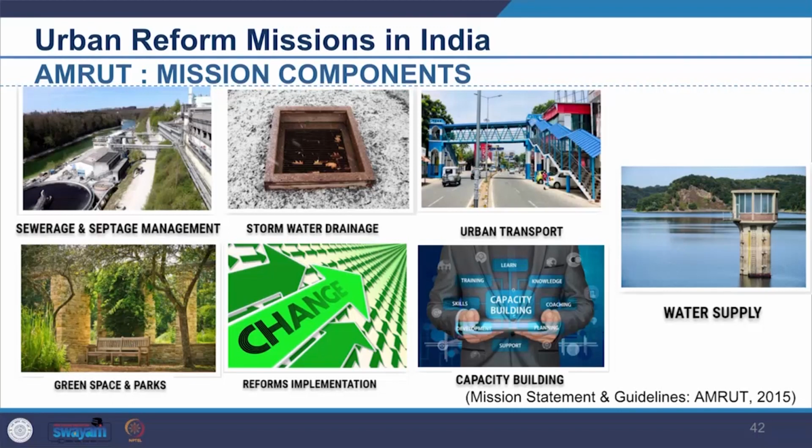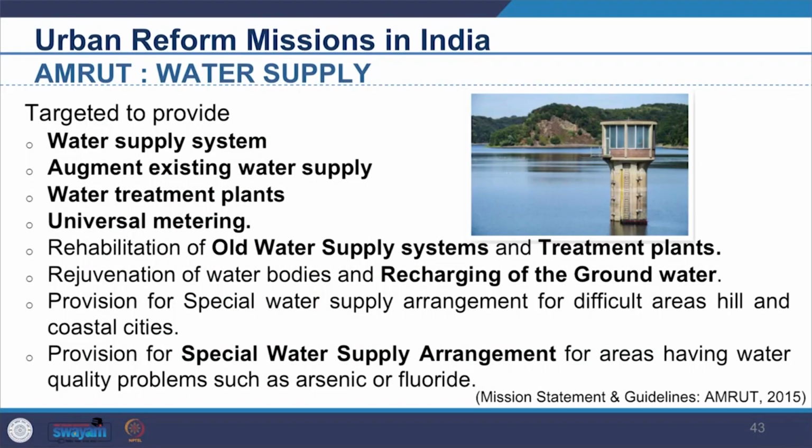The first component is water supply, where government targeted to provide water supply system, augment existing water supply, provide water treatment plants, and universal metering. In this component, government also tried to undertake the rehabilitation of the old water supply system and treatment plants. The government also looked into the regeneration of water bodies and recharging of the ground water. The government also made provision for special water supply arrangement for difficult areas, hill and coastal cities, and those having water quality problems such as arsenic or fluoride.